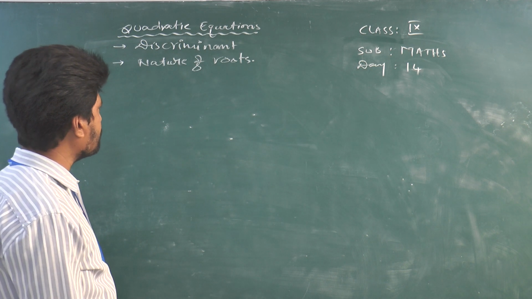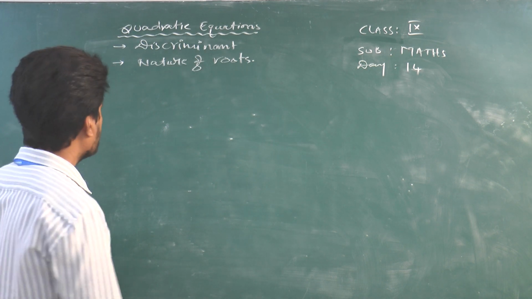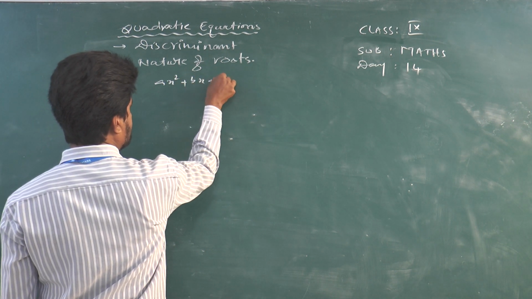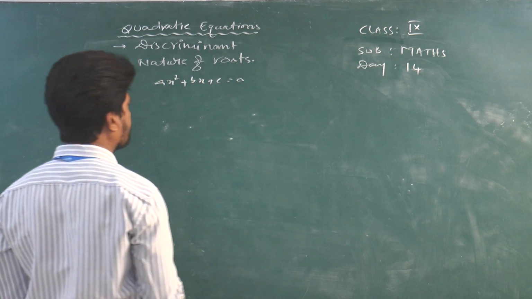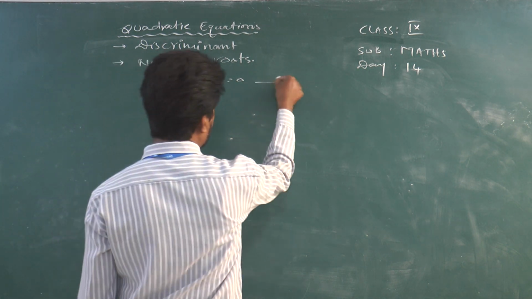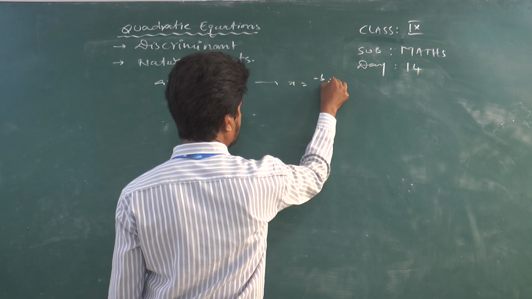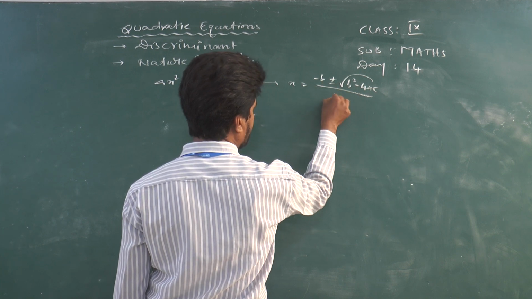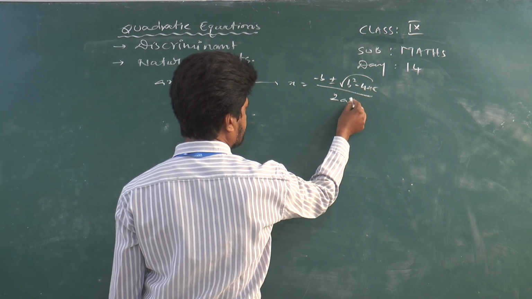Today we are discussing the discriminant and the nature of the roots. Okay, discriminant, what is that? ax square plus bx plus c is equal to 0. This is the general form of the quadratic equation. And we have the roots of this one. What is that? x is equal to minus b plus or minus square root of b square minus 4ac divided by 2a. Okay, already we discussed in the last class.